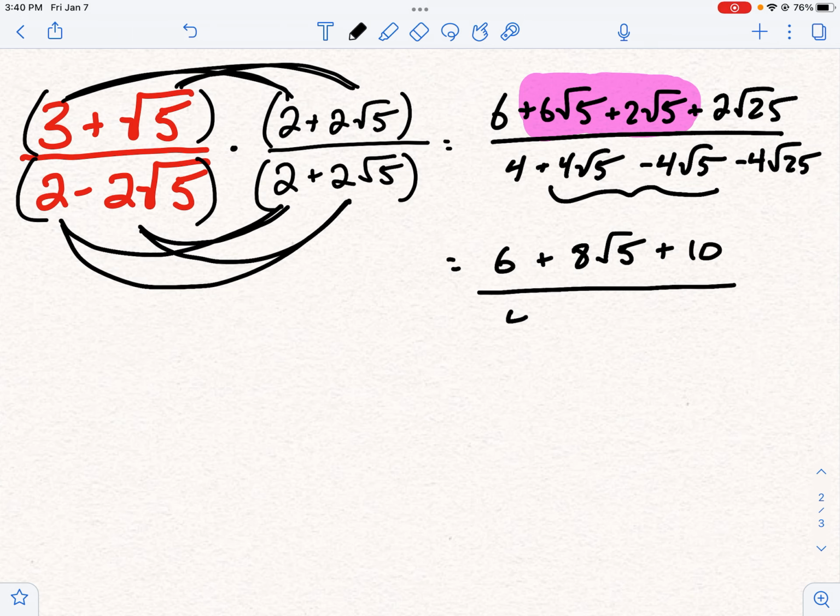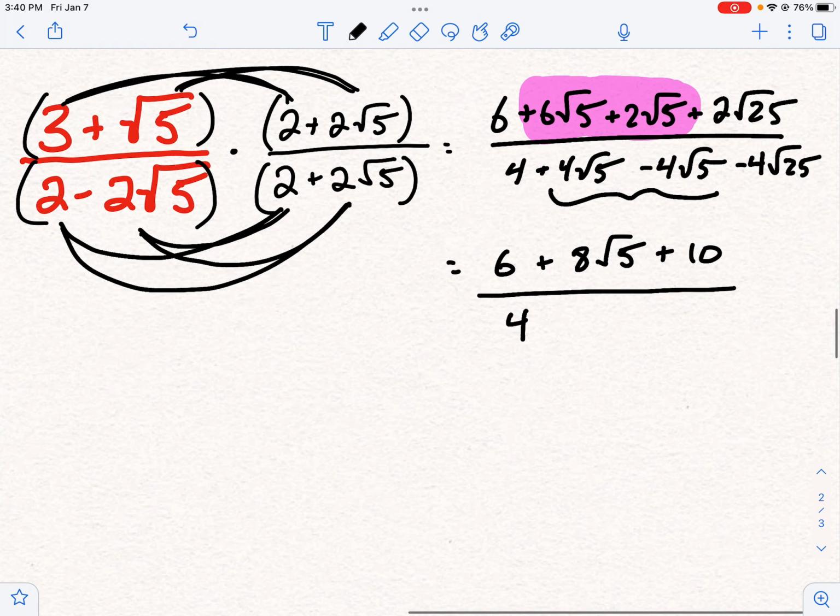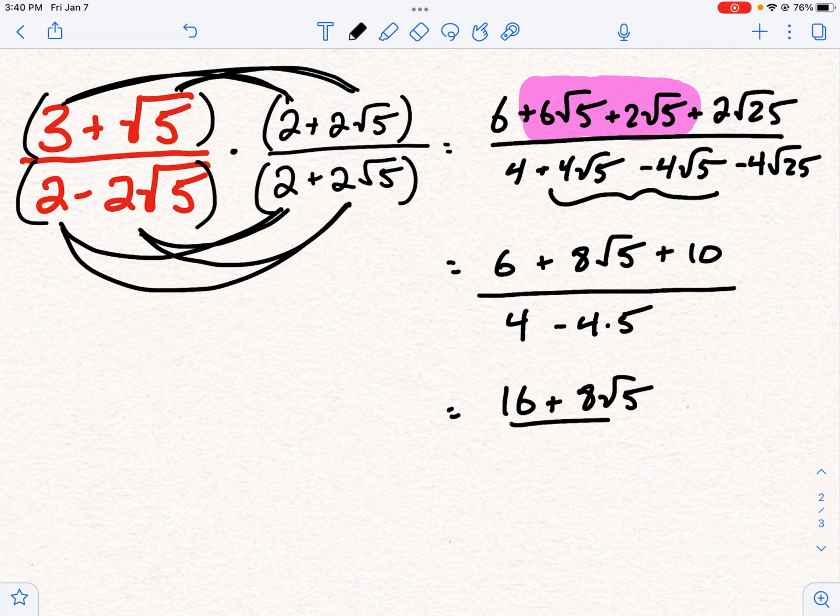On the bottom, we're looking at 4. That stuff in the middle cancels out, and I have 4 times 5. That's where we get the 4 roots of 25 from. So let's finish this off. I've got 16 plus 8 roots of 5. I've got 4 minus 20, so negative 16.